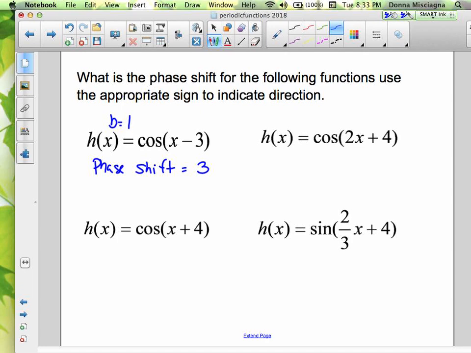So the phase shift is 3, or I could say it shifts 3 to the right.